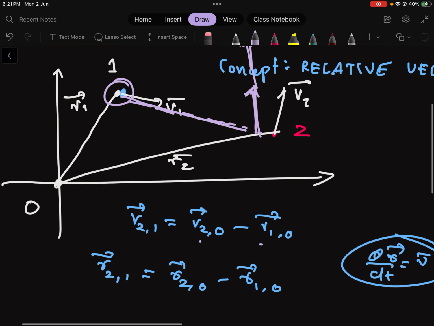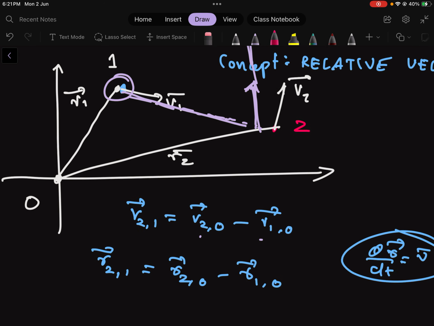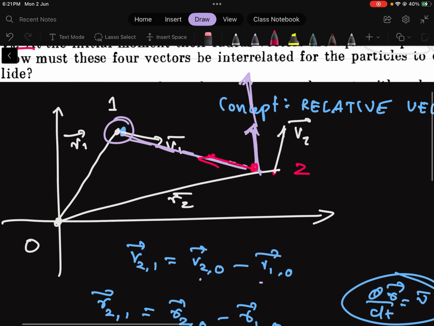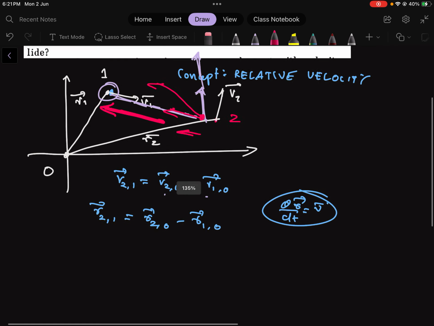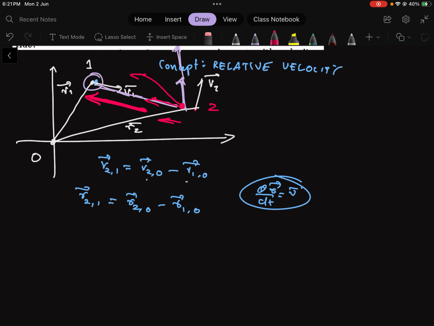So if you want the two particles to collide, what you would want is the entire velocity of 2 to be directed towards 1 as seen from 1, because if in 1's frame it is something like this, then again it won't collide with 1, because in this direction particle 2 should have come, right? So what that means is velocity of 2 with respect to 1 has to be along the line joining them to satisfy the condition given in the question.